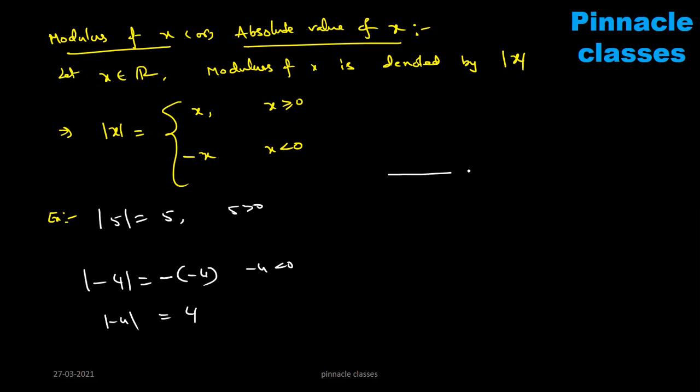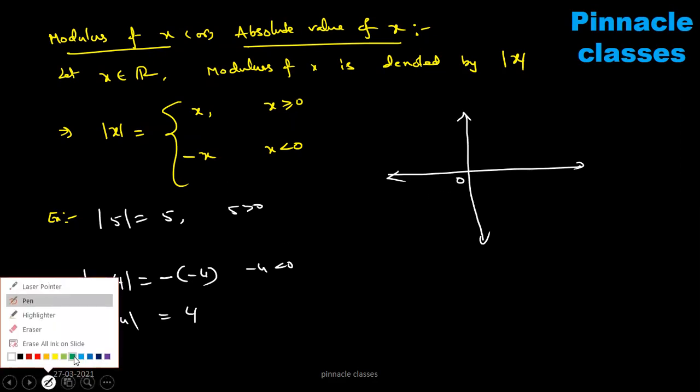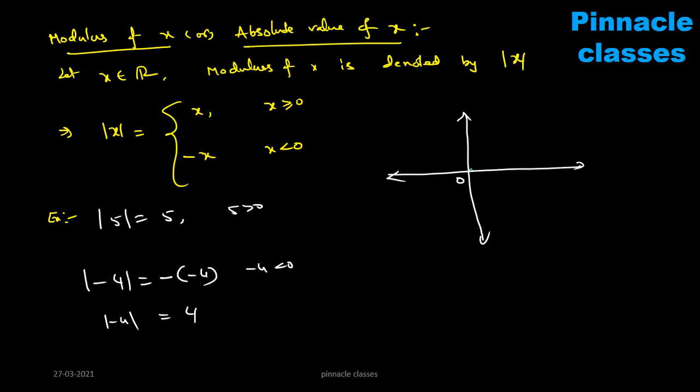In this case, if I am drawing the graph, see carefully. The x positive case is coming, and the x negative case is this. In both cases, what is the meaning? y is equal to x, and this is y is equal to minus x. So this is the graph of y is equal to modulus of x. That is the meaning.